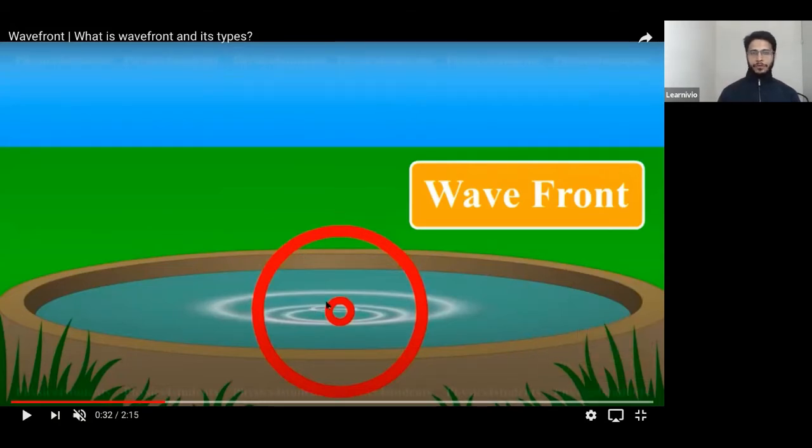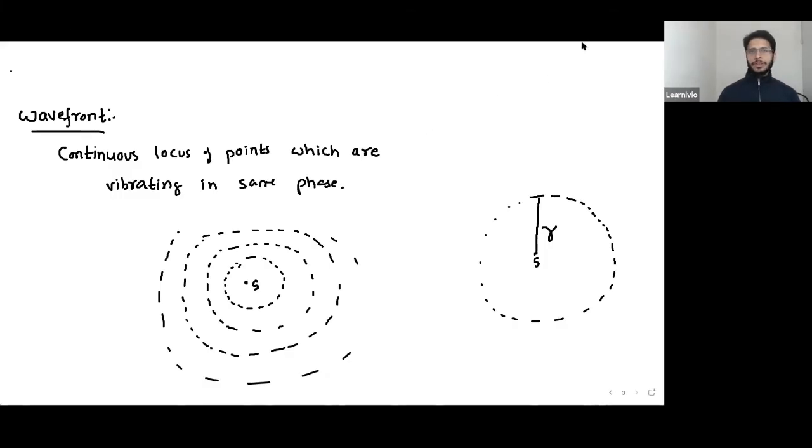So is it clear what a wavefront is? These disturbances are basically wavefronts. Light is traveling in the form of these wavefronts. Wavefronts are basically the locus of all the points which are vibrating in the same phase. Like this is the source. I take all points at a fixed distance from the source, and I call the combination of all these points wavefronts.